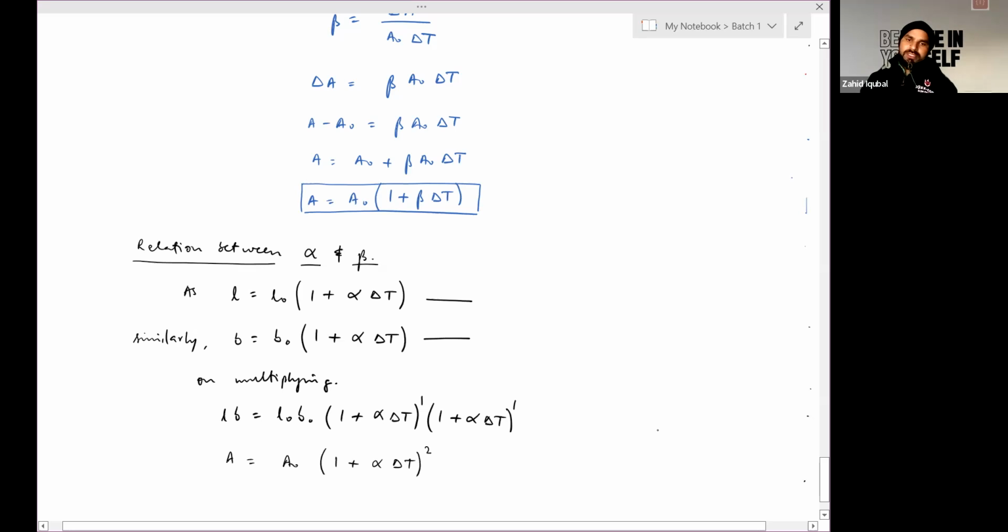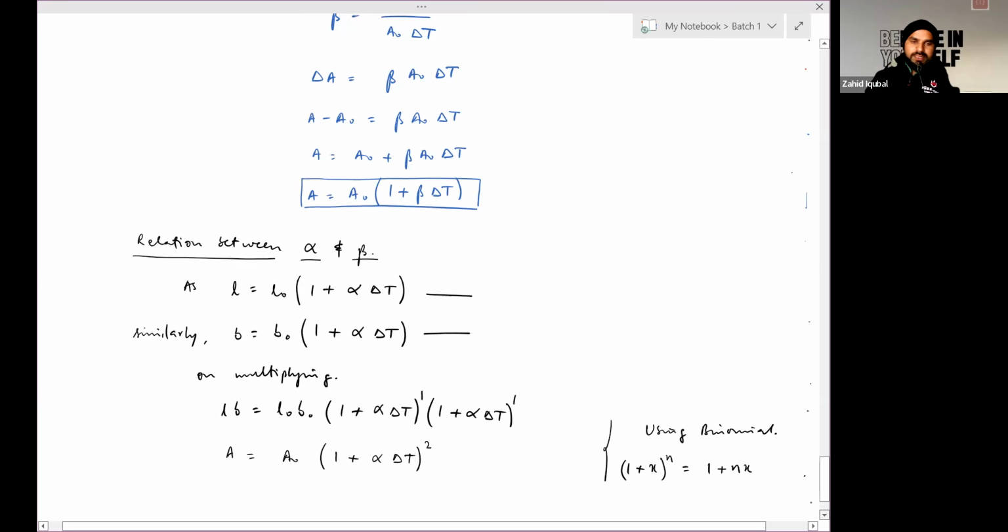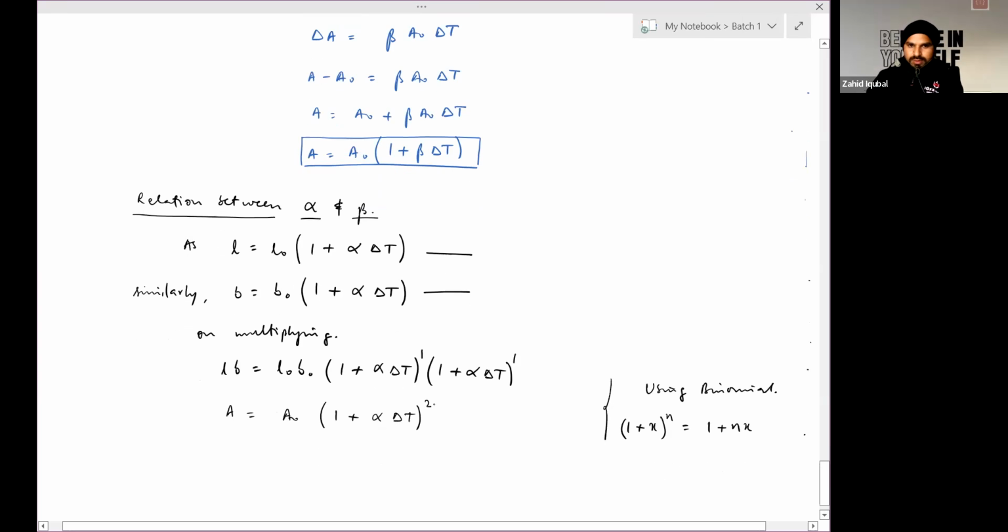Now using binomial expansion, we can say 1 plus x raised to n will be 1 plus n times x. So using this, this exponential 2 will move to its coefficient. So you're left with A naught 1 plus 2 times alpha delta t equals to A as final area.